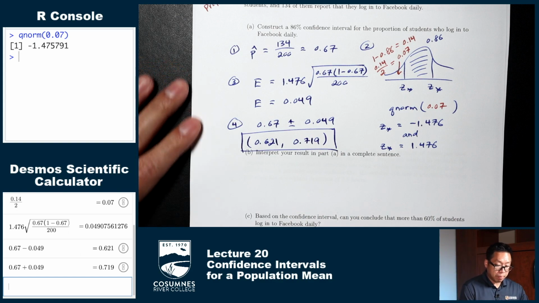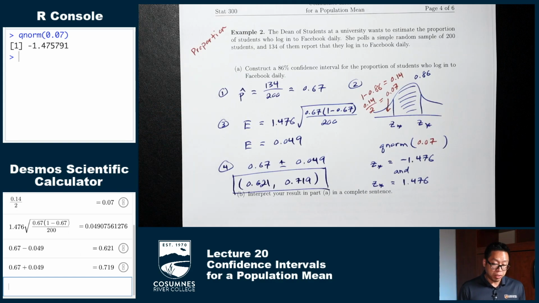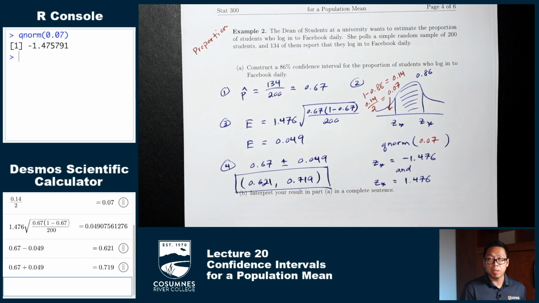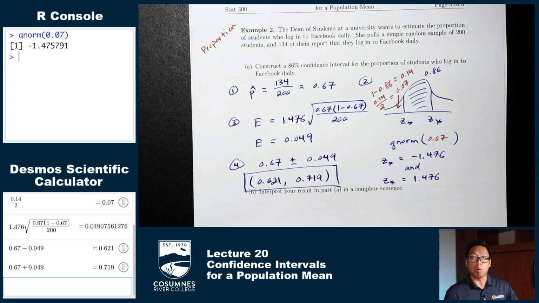What we're saying here is that we didn't ask every student, right? We only asked 200 students. But what we're saying here is that if we were able to ask every student, the true proportion will be somewhere between 0.621 and 0.719.